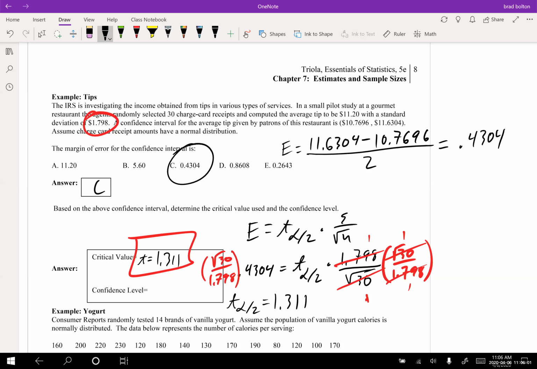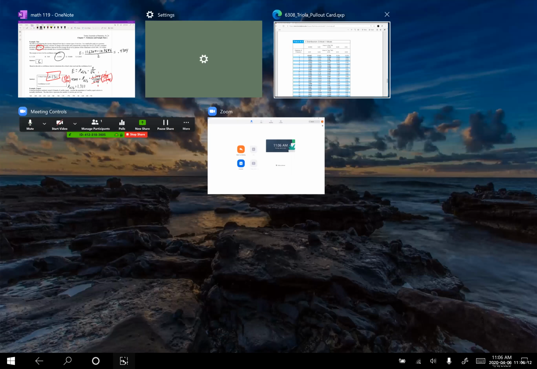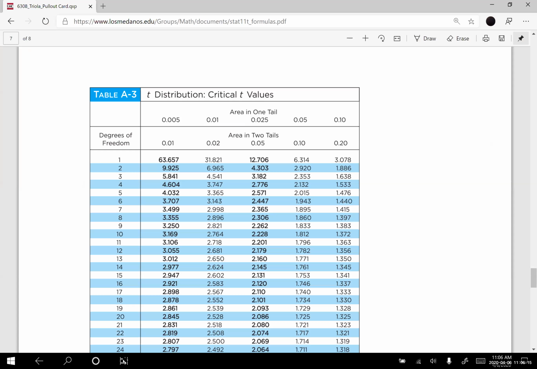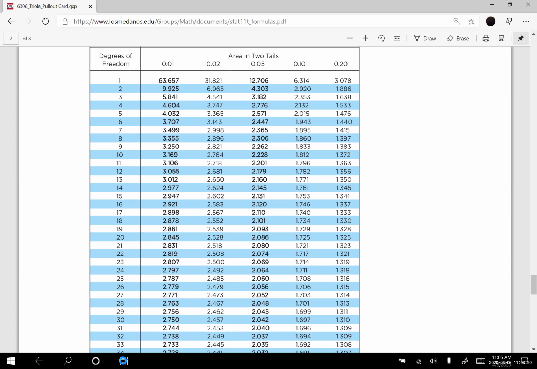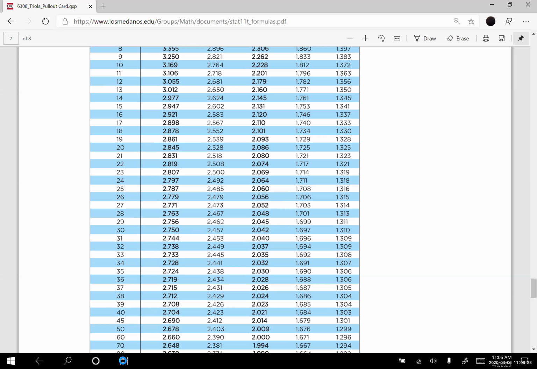Okay. Now we need to find our confidence level. Well, that means I'm going to have to go back to my t distribution. Okay, let's see if we can do this. Okay. So we got 1.311. Now we know that we're dealing with degrees of freedom of how much? What's our degree of freedom? Well, our degree of freedom is 29 because there were 30 receipts. So we're going to be dealing with 29. Okay, and if we look way over here on the right-hand column of 29, right, we have 1.311.